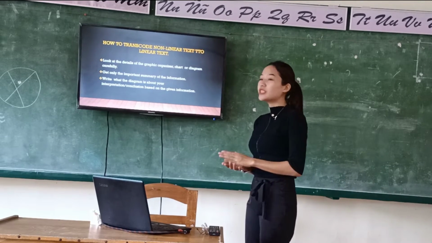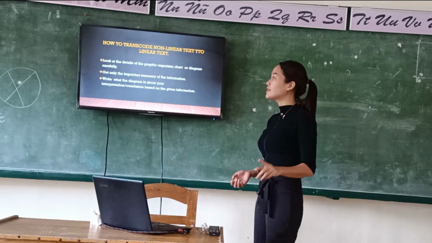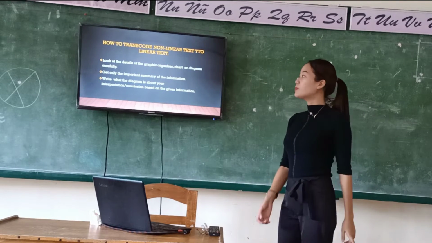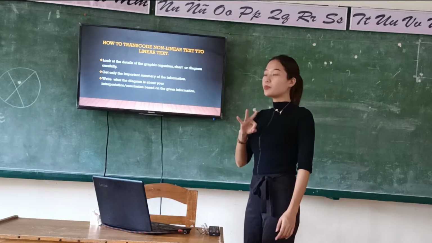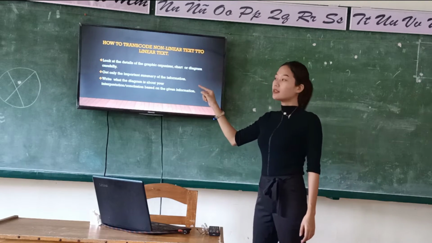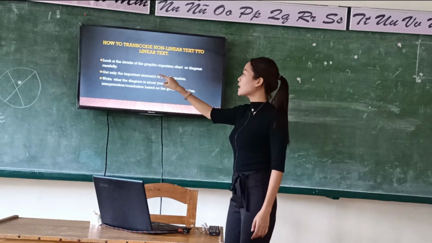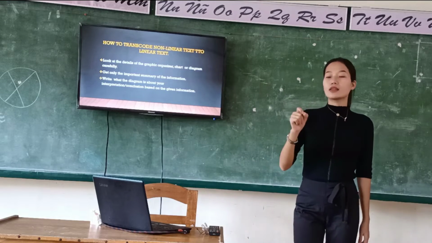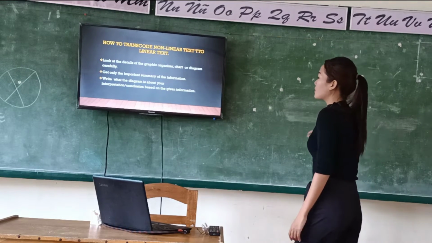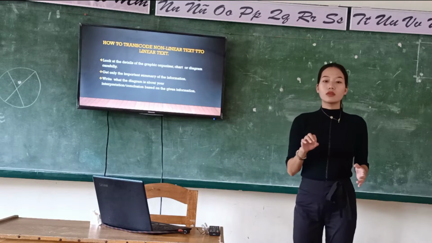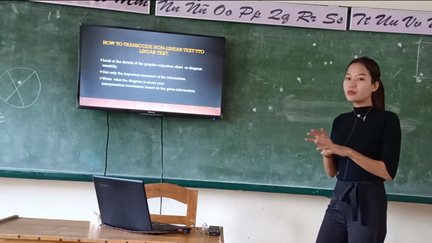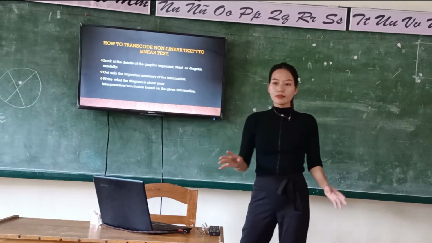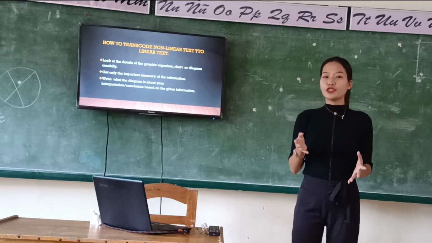So, okay, we just have to remember that to transcode nonlinear text to a linear text, we simply do three simple things. We look at the detail, we get only the important summary of information, and we write what the diagram is about. We only write the way we get what the diagram is all about.